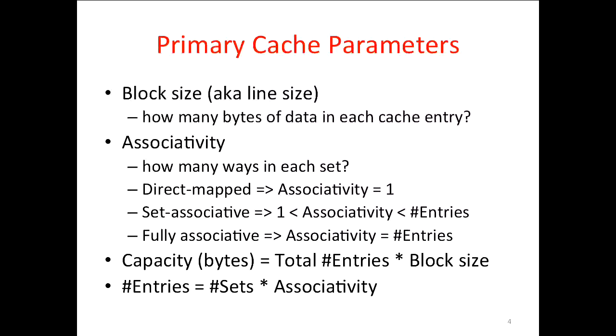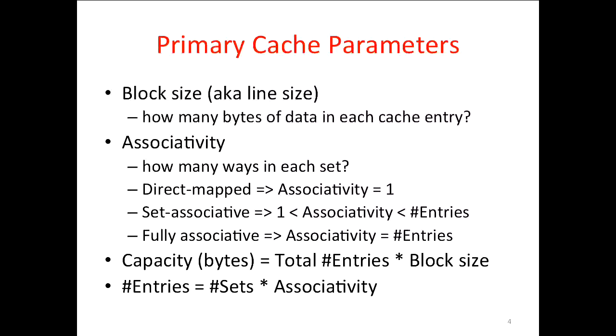The other very important parameter is the total cache capacity. You can get this from knowing the total number of entries in the cache, how many lines there are total, multiplied by their block size in bytes. Another way of getting at the number of entries is to look at the number of sets times the number of ways, and that'll tell you how many total lines you have in the cache. So an entry is the same as a line, is the same as a block. These are the primary parameters that set caches, and in first order, when you're understanding a memory hierarchy, these are three things you want to know about every piece of the memory hierarchy.